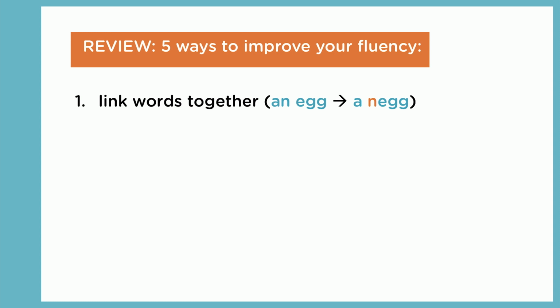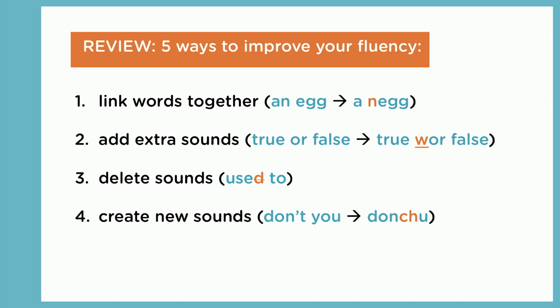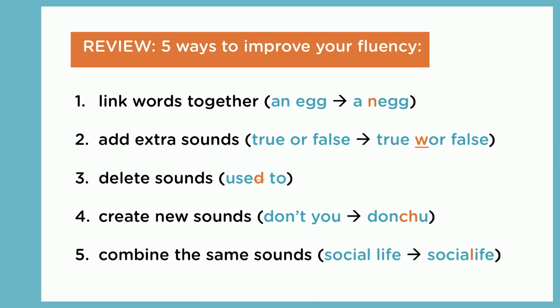You link words together, so an egg becomes an egg. An egg? An egg. Fine. You add extra sounds, so for example, true or false should be true or false. Got it. True or false. Number 3, we often delete sounds, used to, for example. We create new sounds, so don't you becomes don't you. Pussycat Doll song. And then number 5, you can combine the same sounds. So for example, social life ends with l, starts with l, becomes social life.